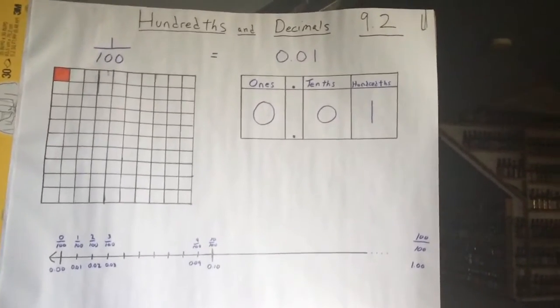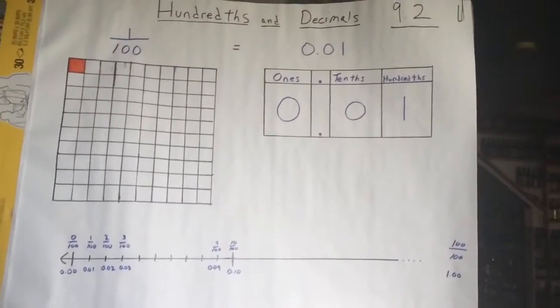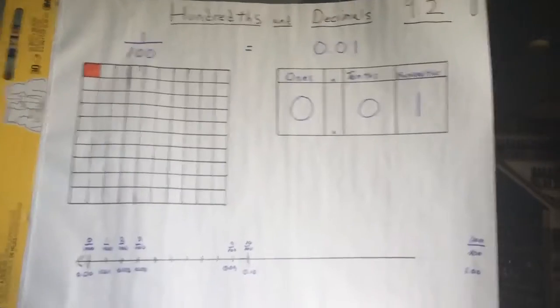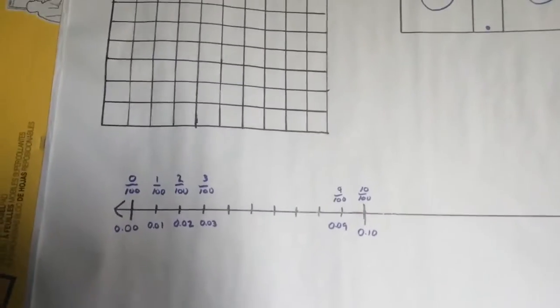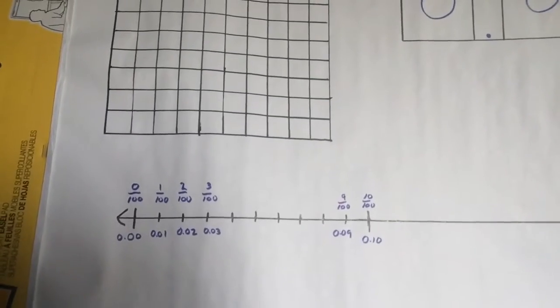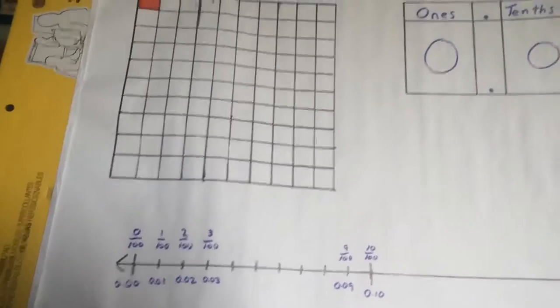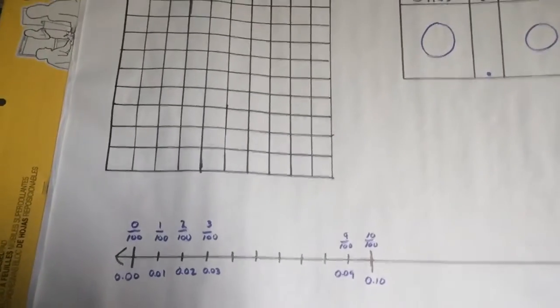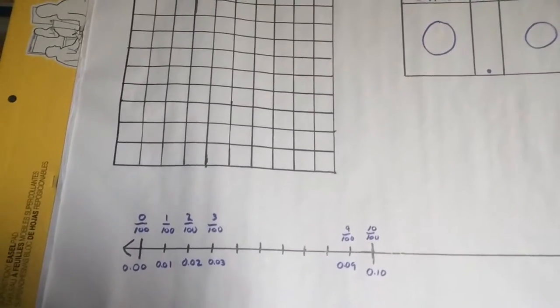Now, at the bottom of the page, you're going to notice there's the number line again. I didn't have the room to do the full number line, so I did an abbreviated one for you. Okay, if you look all the way over here, we start out with 0 over 100. That would be 0/100ths or 0. You have nothing. But then if you were to have 1, you would have 1/100th or 0.01.